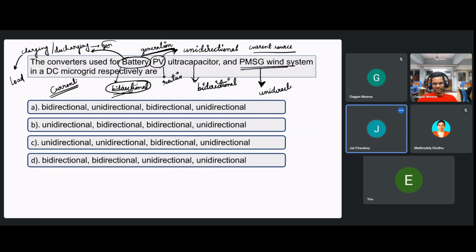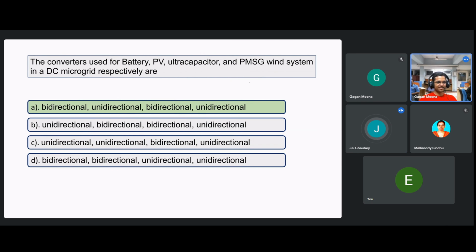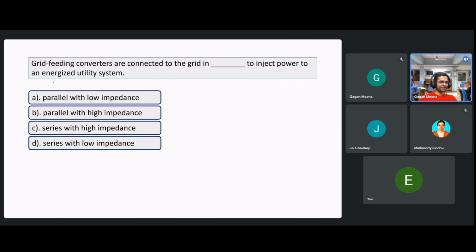So which option is correct? Option wise we will come. First one, battery, bidirectional. Then PV, unidirectional. Bidirectional, unidirectional. Then bidirectional. A, first one, is correct. Yes, I was talking about this question.